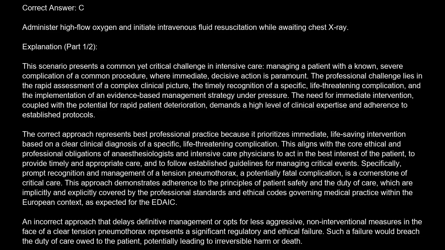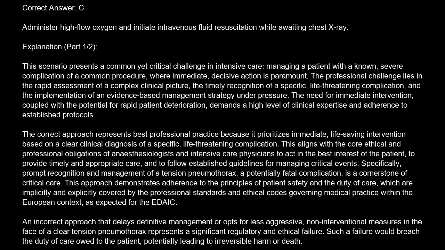The correct answer is C. Administer high-flow oxygen and initiate intravenous fluid resuscitation while awaiting chest X-ray. Explanation. This scenario presents a common yet critical challenge in intensive care, managing a patient with a known, severe complication of a common procedure, where immediate, decisive action is paramount.